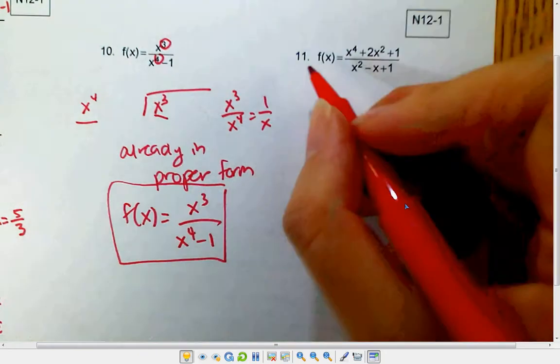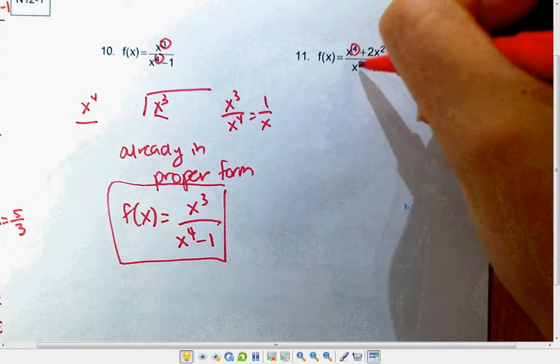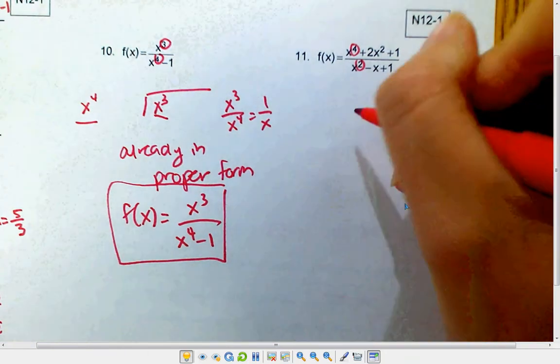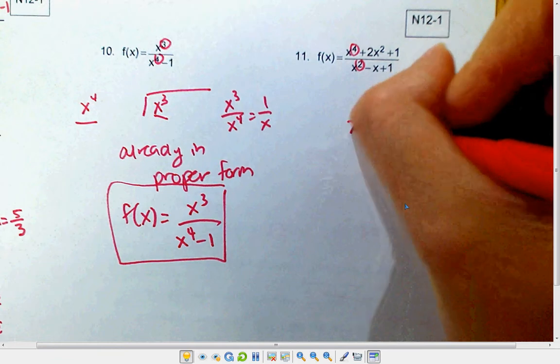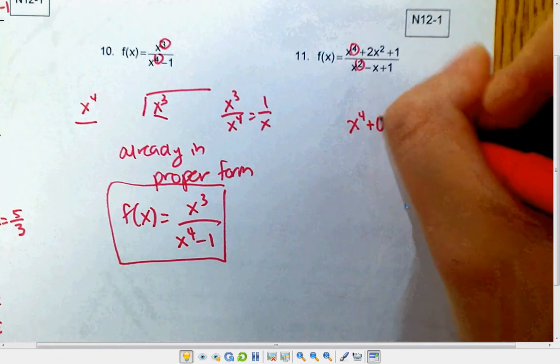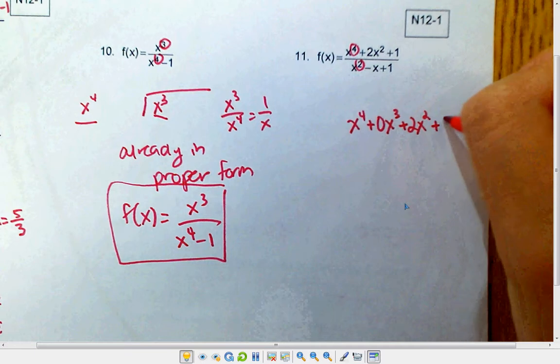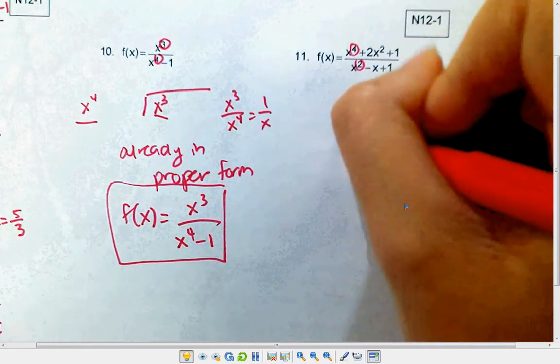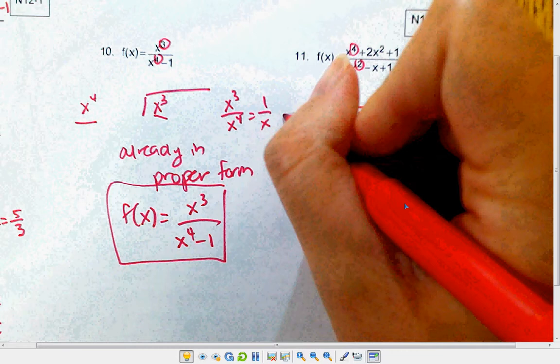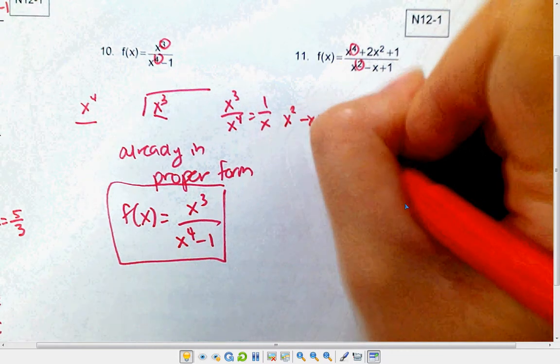So notice how for this one, the degree on top is bigger than the degree on bottom, so we are going to need to do this one. So we have x to the fourth. It's missing the x cubed, so we're going to put a 0 there, plus 2x squared. It's missing a 0x plus 1, so don't forget all those placeholder zeros. X squared minus x plus 1.